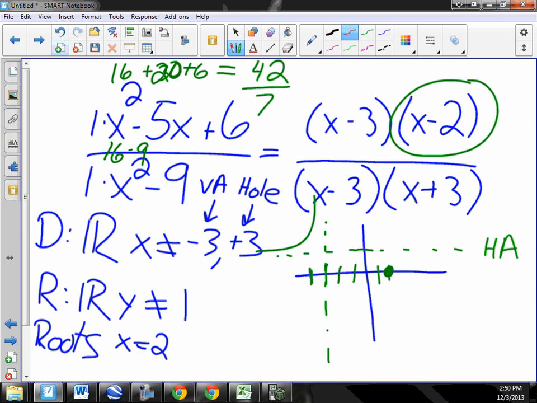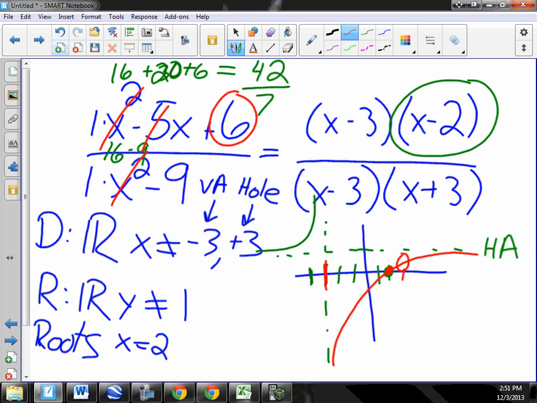Anybody figured out the rest of the graph? Chase, what's it going to look like? Do you want to come draw it? Well, let's try it. So what number should I plug in between the VA and the root? Plug in 0. So I have 6 divided by negative 9, which is less than 1. So it's going to be below. And then I know it's above on the other side, but I also know it can't reach 1. So it's got to start negative, go through the root, and then level off. And I also have a hole at 3.